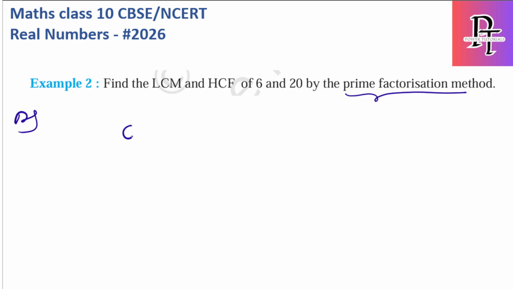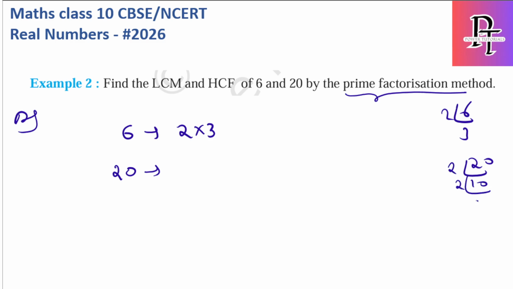What we have to do is first write 6 and 20 in terms of their prime factors. So what about 6? 6 I can write as 2 into 3, that's it. What about 20? 2 tens are 20, again 10, 2 5s are 10. So it is 2 square into 5.